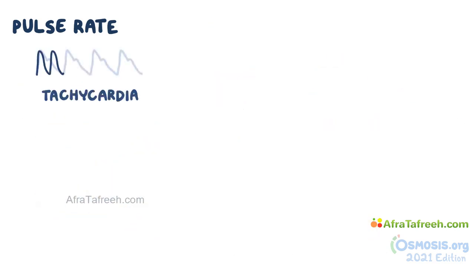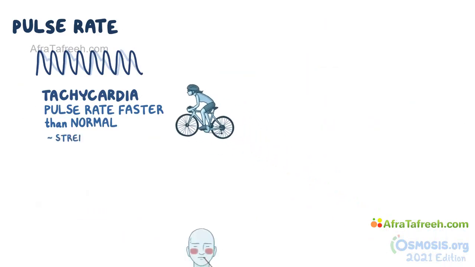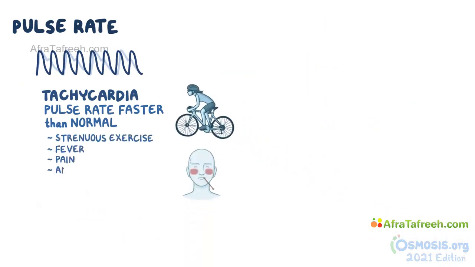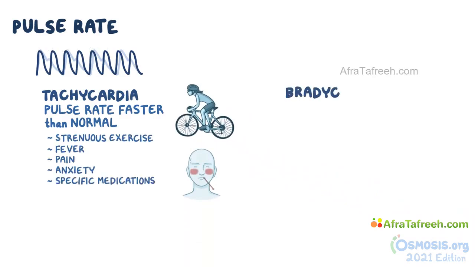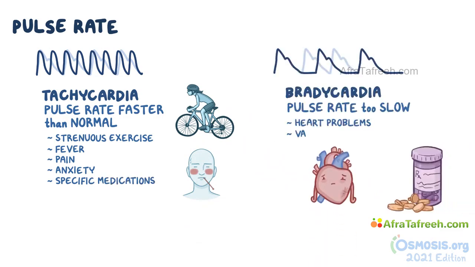Tachycardia is when the pulse rate is faster than normal, and this can occur in response to strenuous exercise, fever, pain, anxiety, or specific medications. In contrast, bradycardia means that the pulse rate is too slow and can be due to heart problems or various medications.